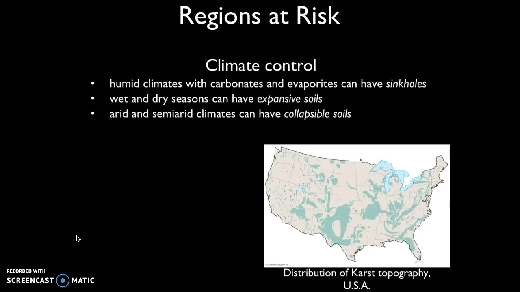Wet and dry seasons can have expansive soils, so in that case we do have that here in this area. We have these expansive soils occurring. So during dry seasons, the soils tend to shrink, and during wet seasons, they tend to expand very much so. Arid and semi-arid climates can have collapsed soils, so we also get that to occur. So when we have very dry climates and the soils are not saturated underneath us, then the soils will basically collapse, filling those empty spaces in between.